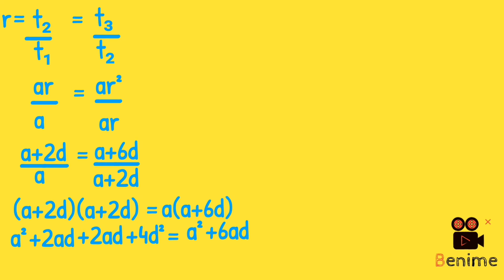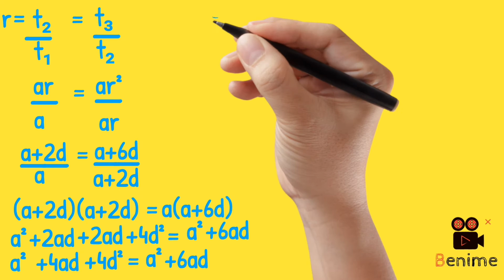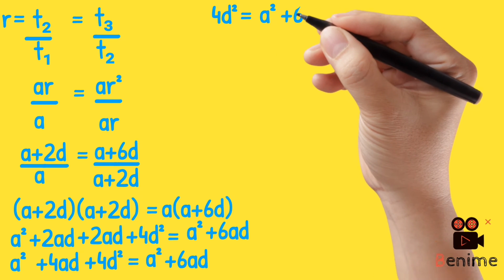So back to your left hand side. The two middle terms, 2AD plus 2AD, are like terms, so you can add them up and get 4AD. So on the left hand side, you have A square plus 4AD plus 4D square, equal to A square plus 6AD. So we simply collect like terms. I'm going to leave only D square on the left hand side. Every other term I'm carrying over to the other side. So 4D square is equal to, on the right hand side, you already have A square plus 6AD.